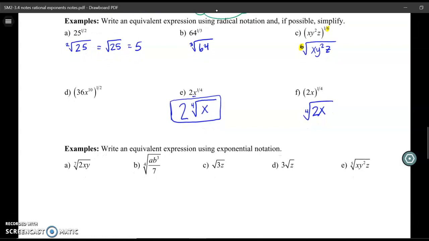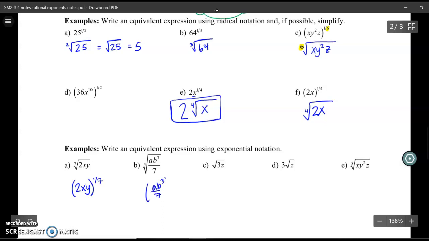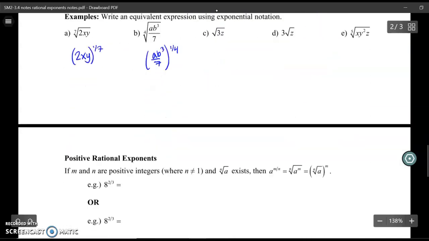Okay. So now let's do a couple examples of working the other direction. So we've done some practices where we've taken expressions with fractional exponents and changed them into radicals. Now let's change some radical expressions into exponents. So this first one, we have the 7th root of 2xy. That's going to be the same thing as 2xy to the 1/7. Okay. This next one, b, is going to be the same thing as the fraction ab cubed over 7 to the 1/4. Okay, I'll let you guys keep working through the rest of these, and you want to just be super comfortable switching between the radical expression and the exponential.